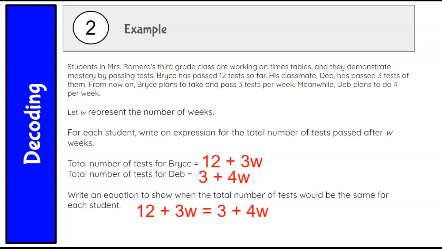And at this point, I could solve that equation and it would tell me the number of weeks it takes for Bryce and Deb to have the same number of tests. And then if I wanted to, I could plug that W back into 12 plus 3W to see how many tests they would actually have passed at that certain point. But it doesn't ask me to figure out what W is. It says, write an equation, and I did that. So I'm all done. I have one more example for you.